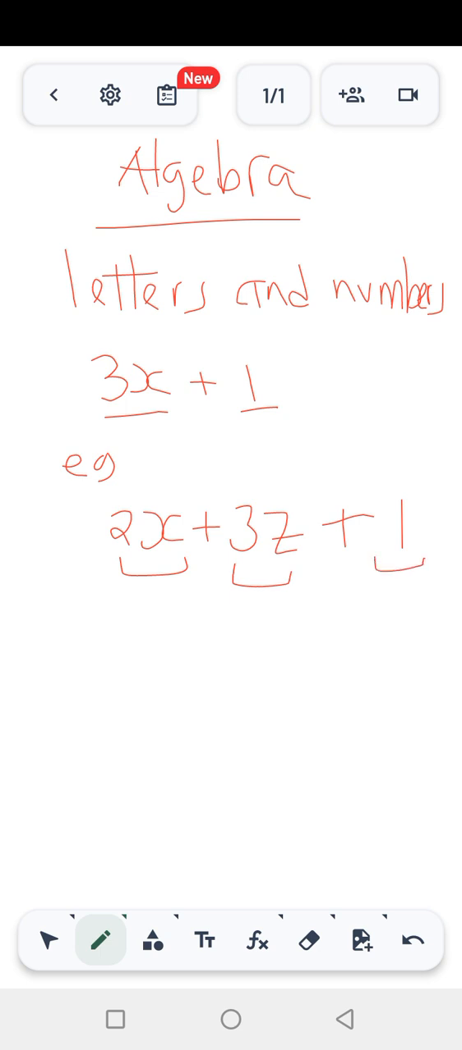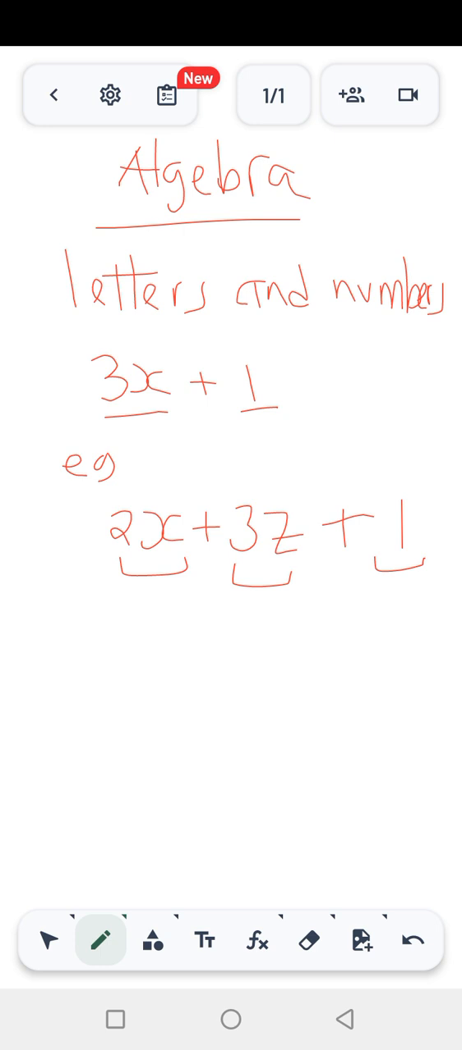Why do we have three terms? Because every time we see the plus or minus sign, that indicates there is another term, one term on the left of that sign and another term on the right of the sign. So I have three terms here.